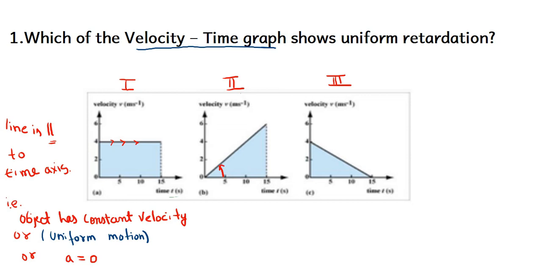We can observe this line is making angle with time axis. Let us give this name angle theta. Now observe, if line is making angle with time axis, what does this angle mean? Student, when a line makes angle with time axis or x-axis, this is known as slope.